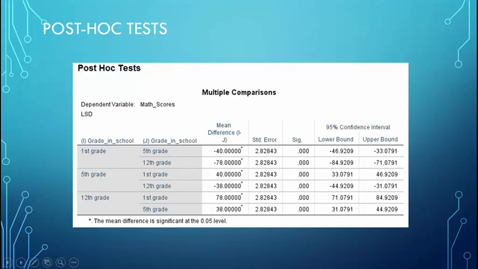Now you've got to look and find which is your last comparison. We've compared first to fifth, we've compared first to 12th, but now we've got to compare fifth to 12th graders. Fifth to 12th graders, you see it's the second line. That's a 38-point difference, and again, that's statistically significant. So you know that all three of our comparisons are statistically significant. I'll show you how to write that up here.